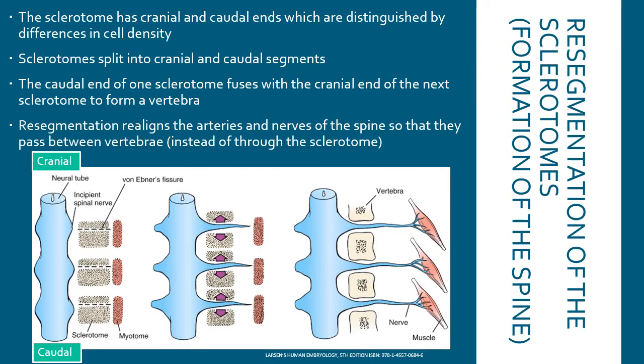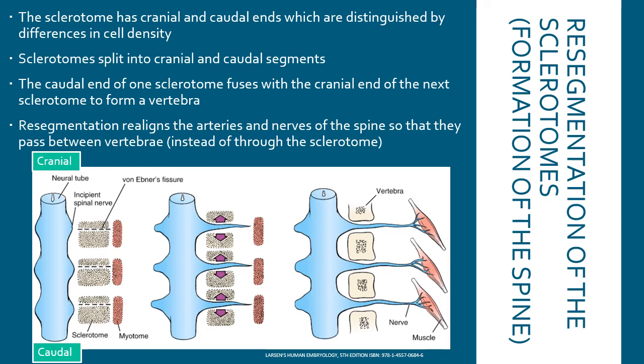Now, the sclerotome, again, is a subdivision of the somites. It has its own cranial and caudal ends, and that would make sense because we're following along the spine of the embryo. So there's a cranial end and a caudal end to every structure that follows that pattern.